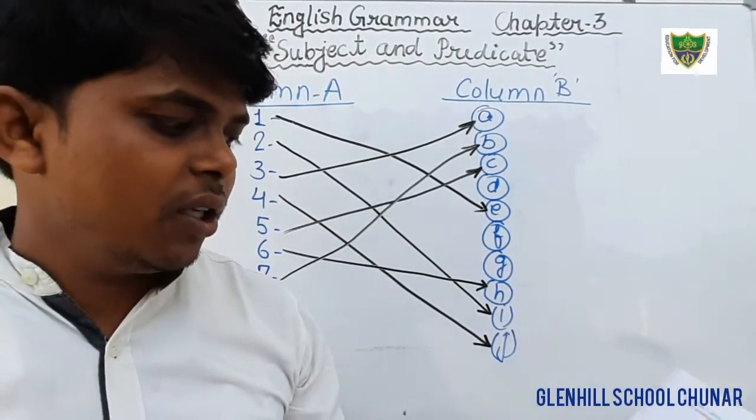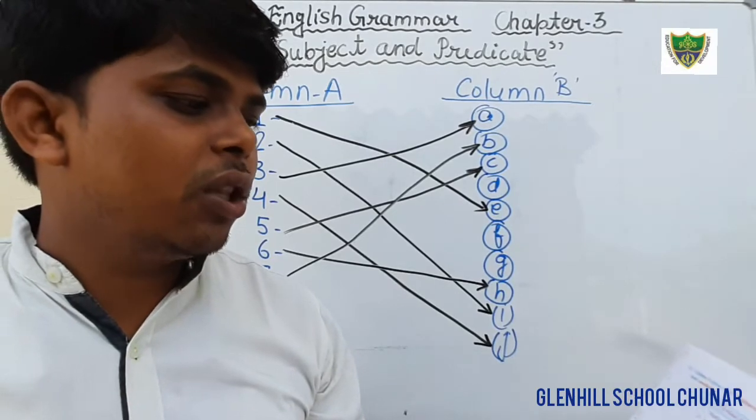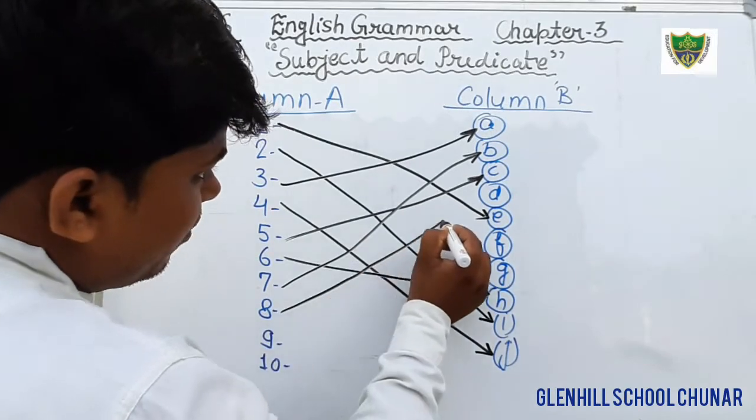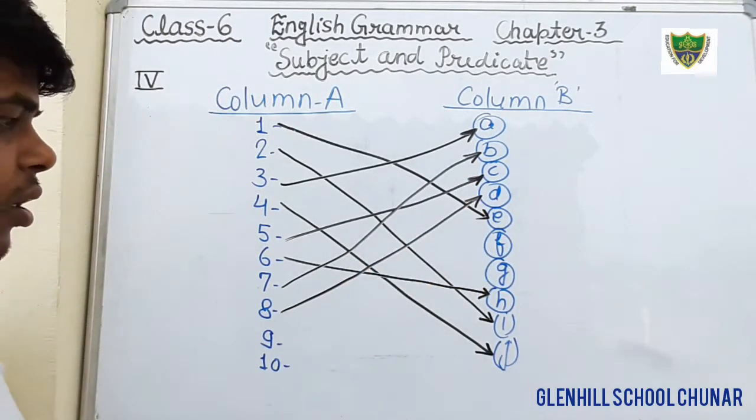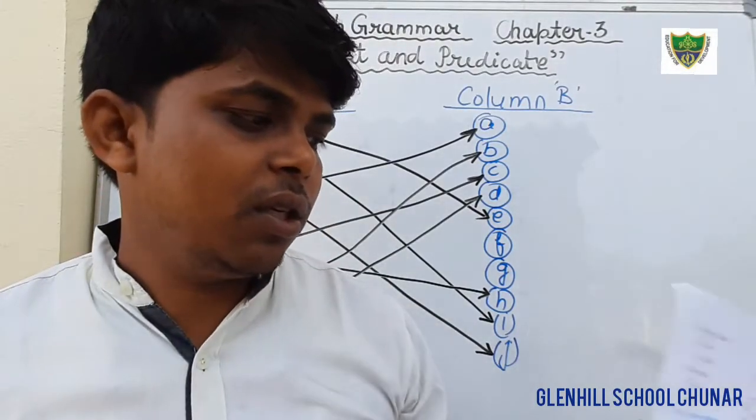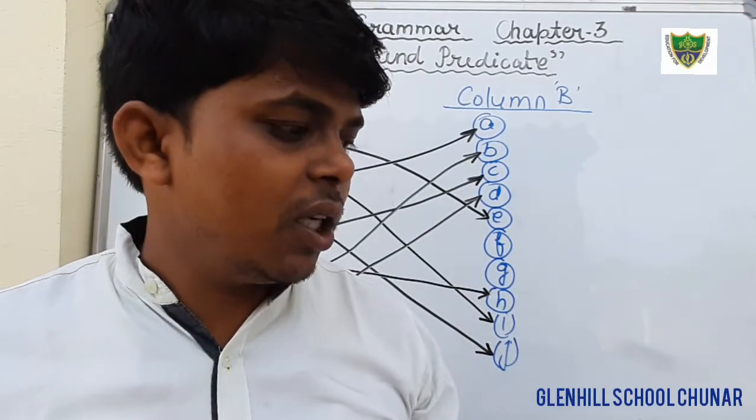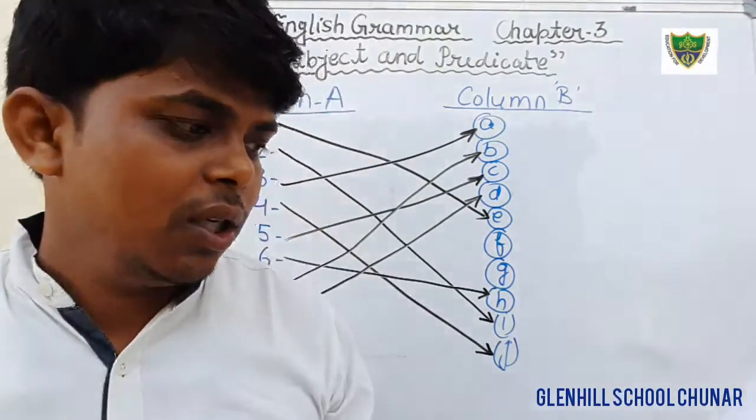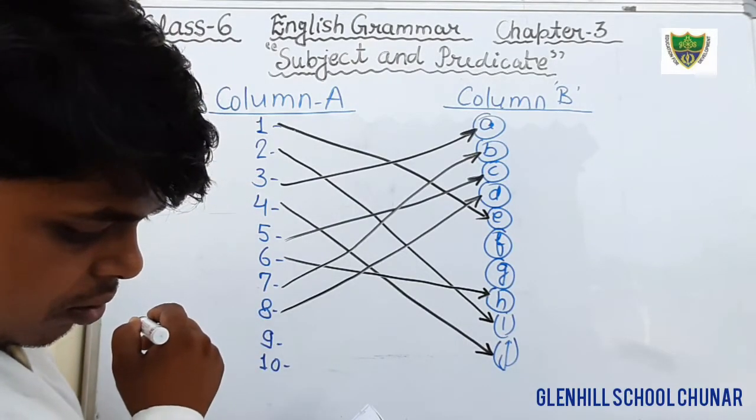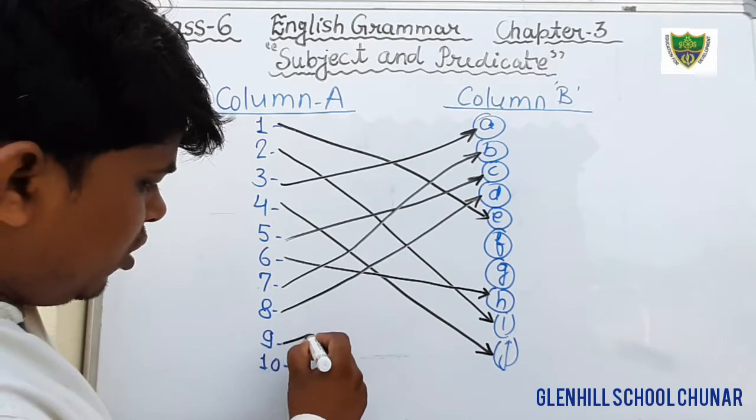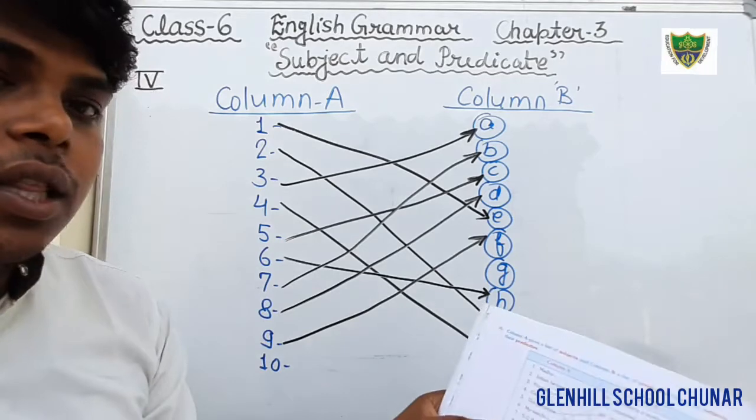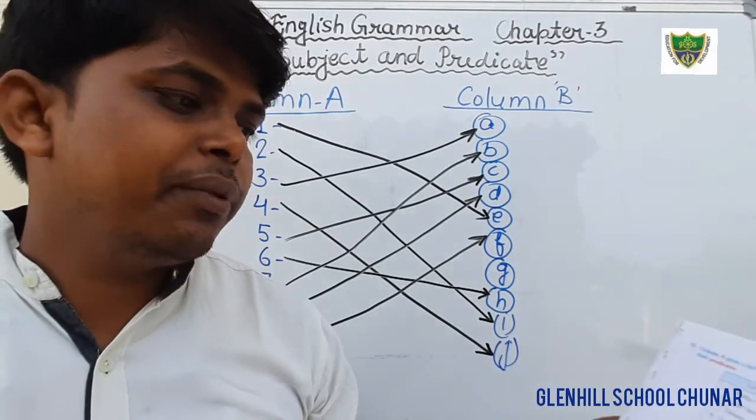Okay. Question number 8. The teacher taught the boys. Question number 8 we will match with option number D. Just see here. The teacher taught the boys. Question number 9, the mother. The mother loves and cares for me. Question number 9 we will match with option number F. What is question number 9? The mother. The mother loves and cares for me.